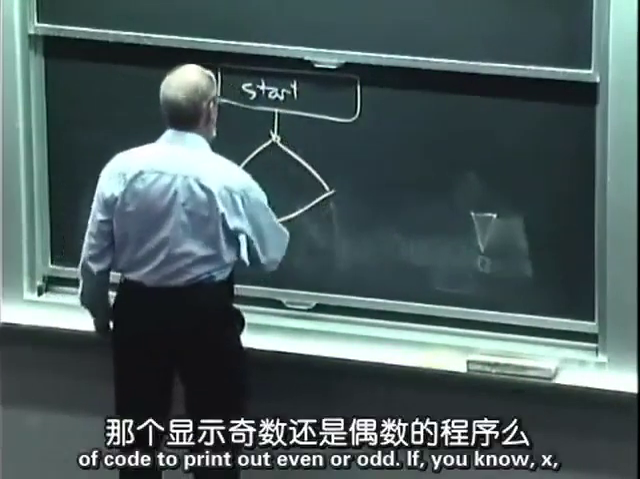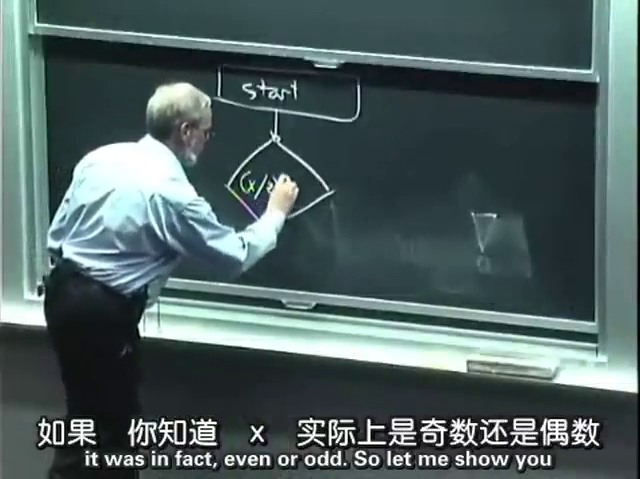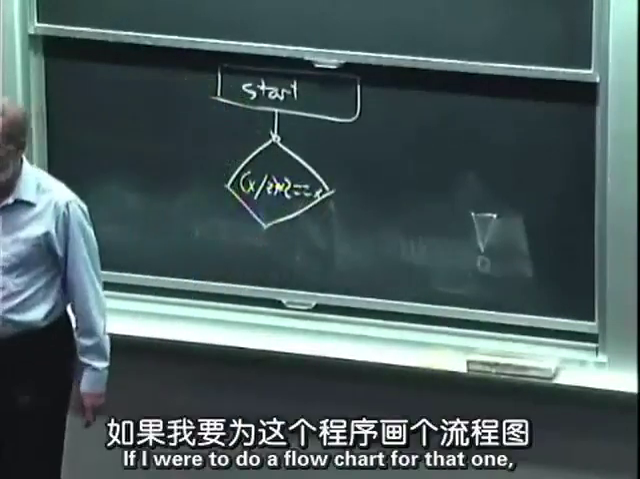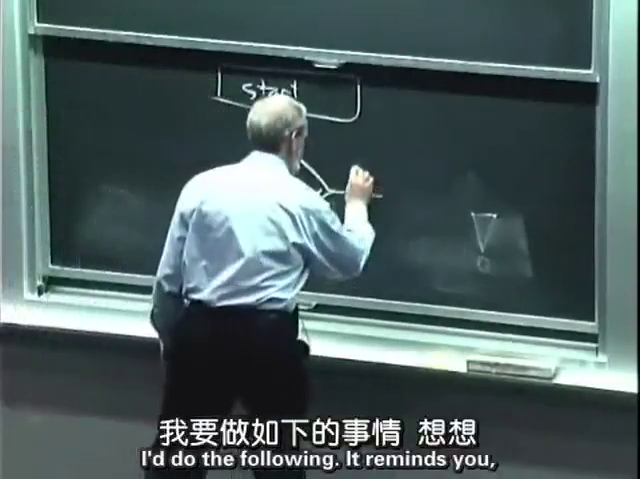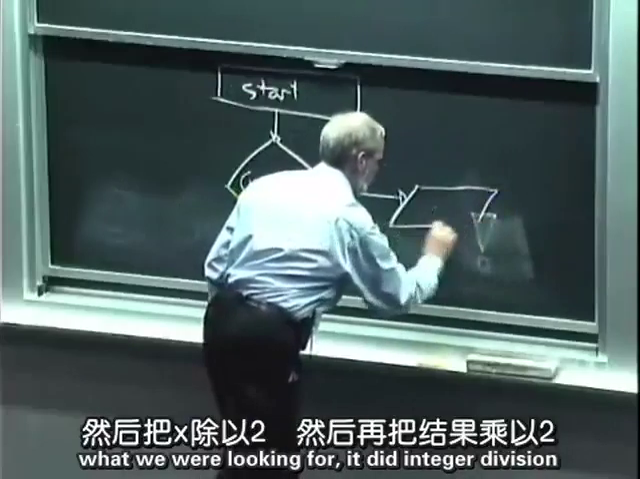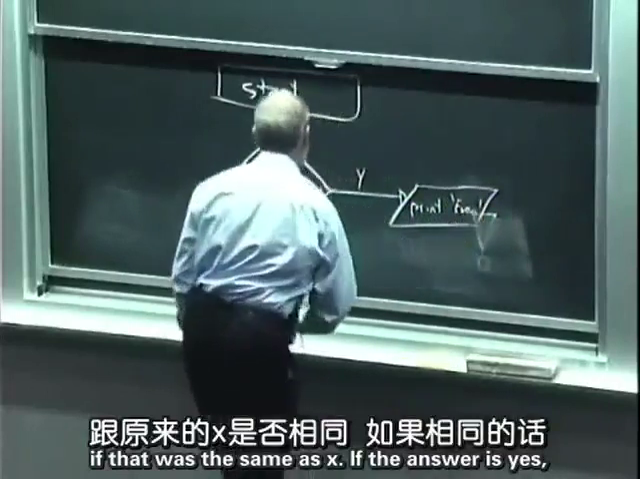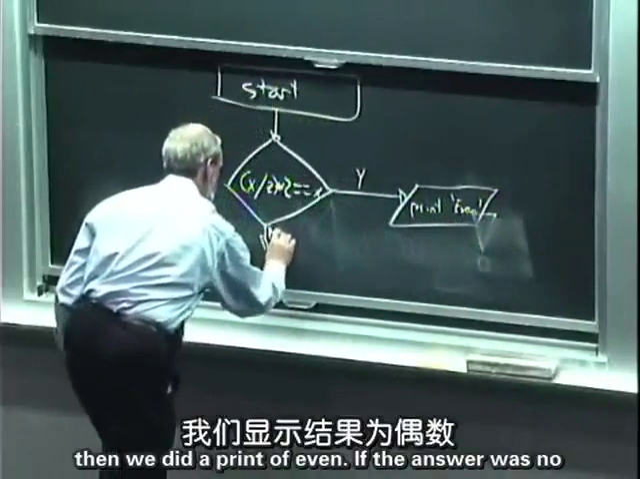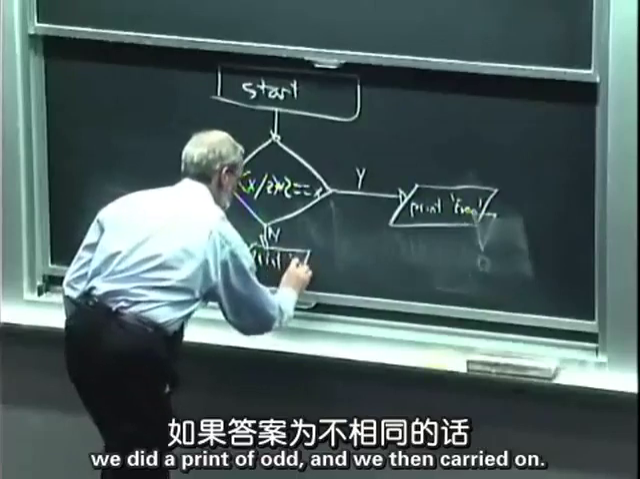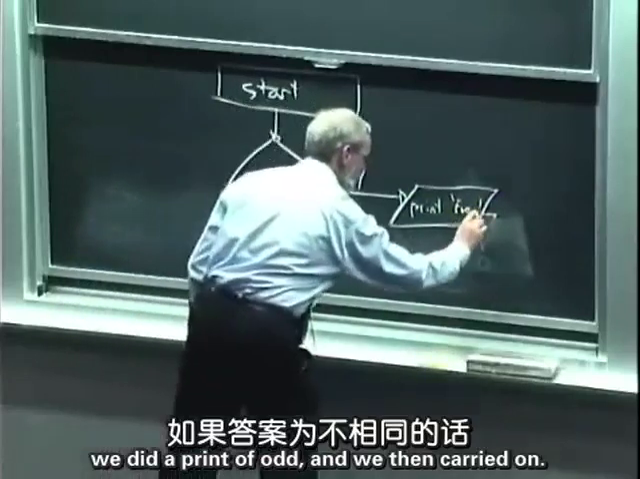I'll remind you that the test here was we took x, if that's what we're looking for, did integer division by 2, multiplied it by 2, and we checked to see if that was the same as x. If the answer is yes, then we did a print of even. If the answer was no, we did a print of odd, and then we carried on.